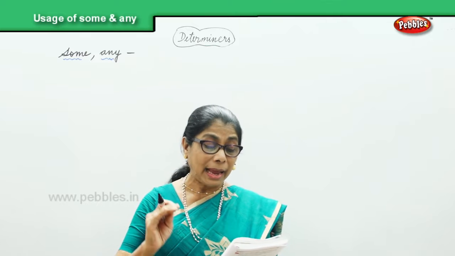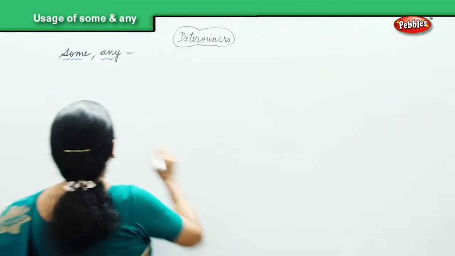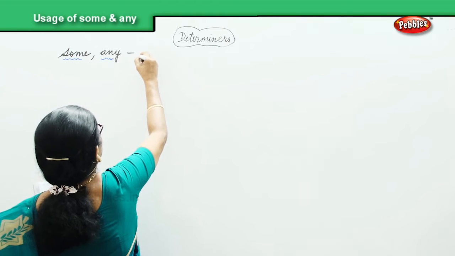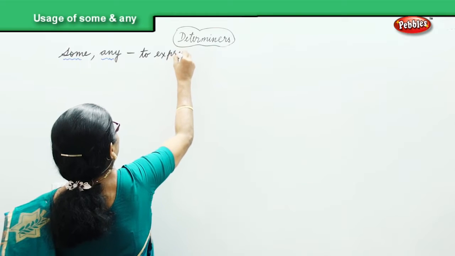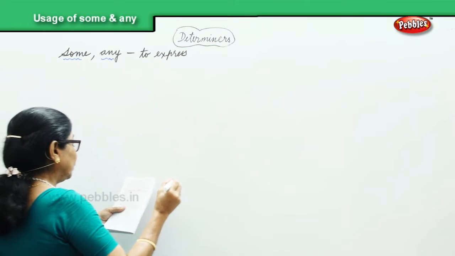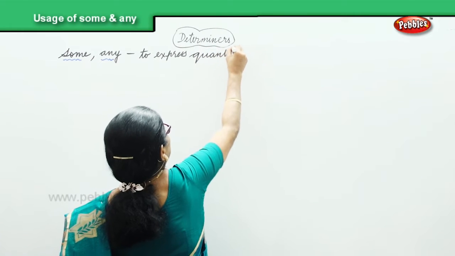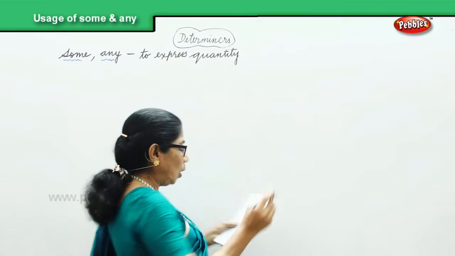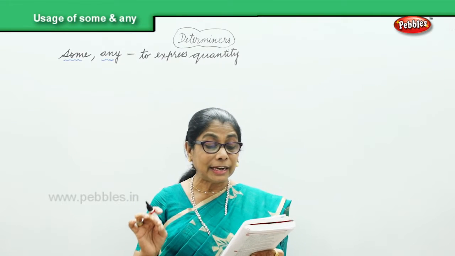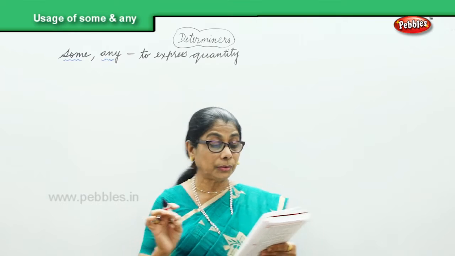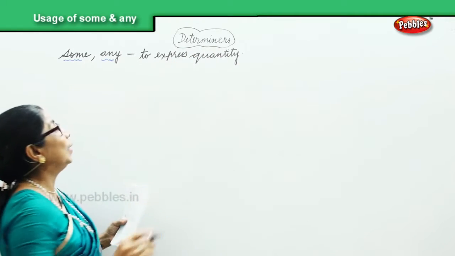Now, some and any are used to express quantity. Some, any, we use them to express quantity. So these two, some and any, are used to express quantity.